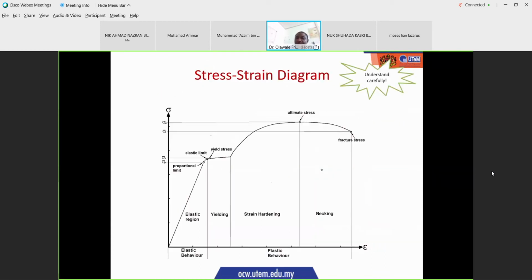Your first region is your elastic region. Your region number 2 is your yielding. The region 3 is your strain hardening. Number 4 is called necking. So you have elastic region, yielding, strain hardening, and necking. So five critical points, four regions. Understand or not?